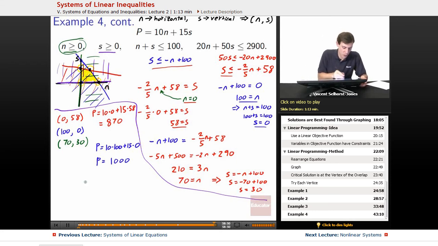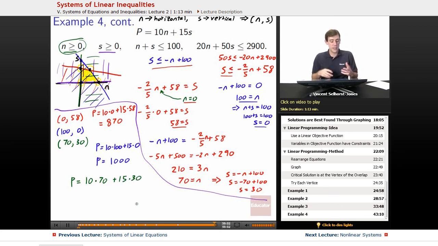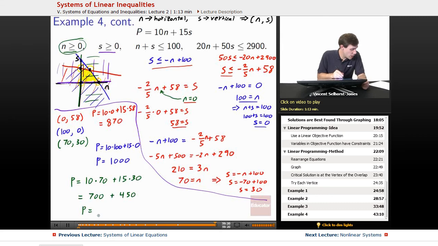So if we sold a combination, the one we arbitrarily made the green point, then our profit would be 10 times 70 plus 15 times 30, right? 10 is the profit from the Naises, 15 is the profit from the superfines. We're selling 70 Naises, 30 superfines. We know that's possible because it's on our vertex. So that gets us 700 plus 15 times 30, which is 450, so a total profit of 1,150,000. So 70 and 30.